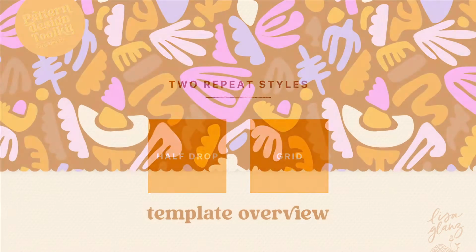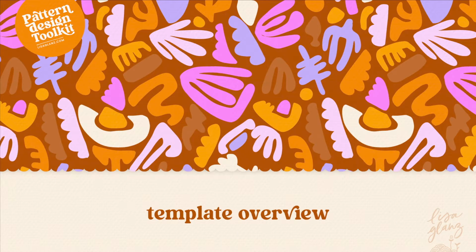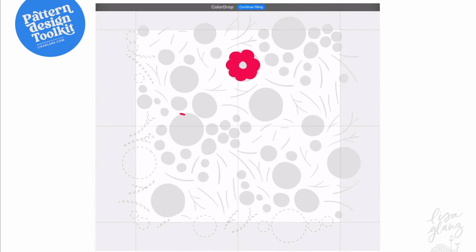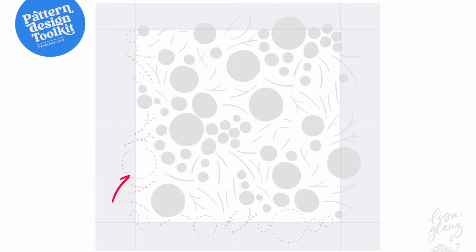Let's go over some of the basics of the framework of the templates. Each template includes shapes or elements that are grey, and these indicate where you should place your motifs. They're designed to help you create balanced and, in some cases, intricate patterns without you needing to fuss over where to place the motifs. And the dotted lines indicate the repeating elements.